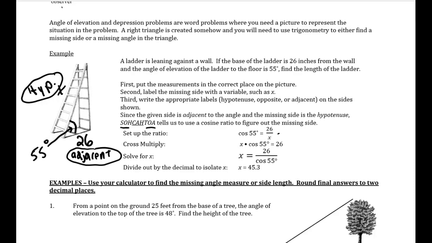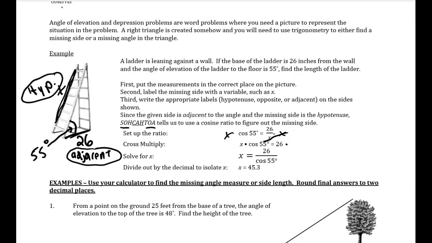So that's what we have here. The cosine of that 55 degree angle would be the adjacent side, so this one. That's why we have the 26 on top, over your hypotenuse, which is the ladder, and that is our x. We set up a number of these on Friday in class. To solve this, we would multiply both sides by x to get it out of the denominator. The x ends up on the other side. That's where this equation comes from.